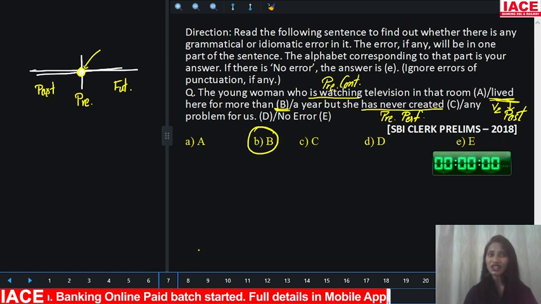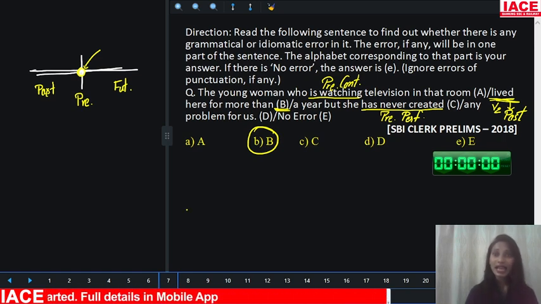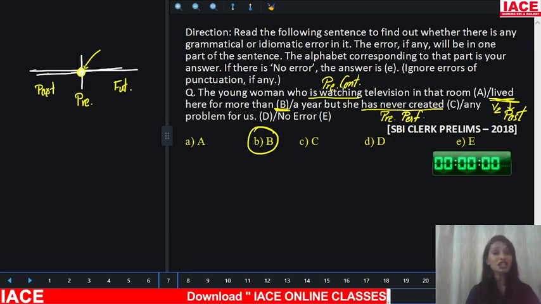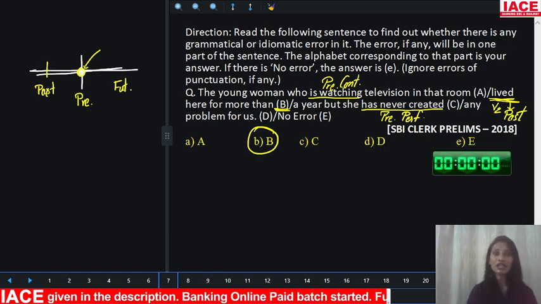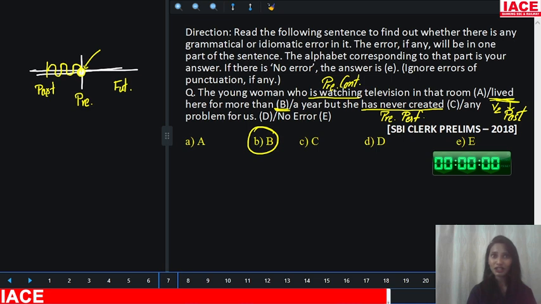Now, she is watching television now. Lived here for more than a year. That means she completed living. It doesn't mean she stopped living there, how can she watch television then? Is watching. That means she started watching more than a year ago. Let us say she started living there more than a year ago, and now she is watching television. That means she is still there only.